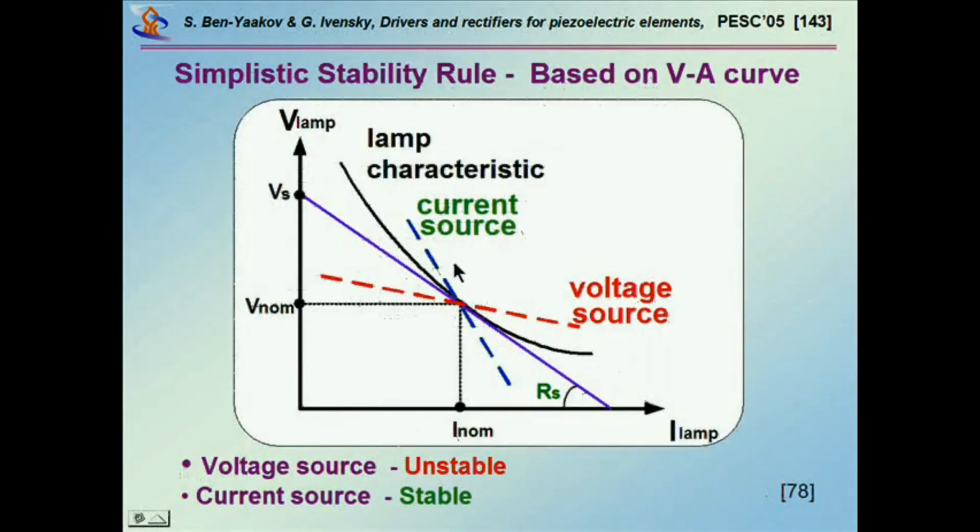Then you can operate it by something that looks more like a current source. A pure current source will be a straight line. A pure voltage source will be like a horizontal line. This looks more like a current source. This looks more like a voltage source. Now, the explanation why you need something that will look like a current source is the following.